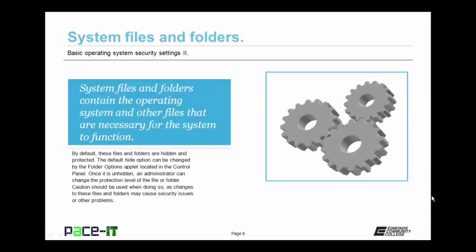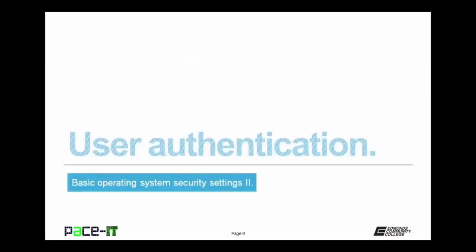Now let's talk about system files and folders. System files and folders contain the operating system and other files that are necessary for the system to function correctly. By default, these files and folders are hidden and protected. This default option can be changed by the folder's option applet located in the control panel. Once they are unhidden, an administrator can change the protection level of these system files and folders. That should be done with caution, as changes made to these files and folders can cause security issues or other problems.